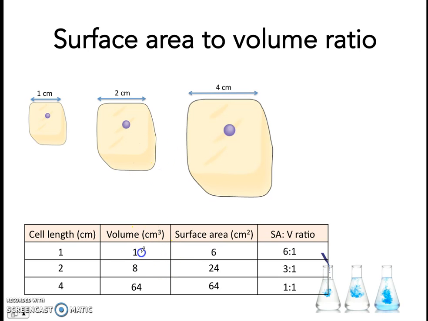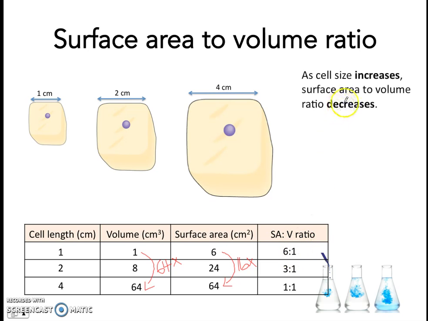Did you notice that the volume increases by 64 times here? Okay, but the surface area only increases by 16 times. So volume increases at a faster rate than surface area as the cell increases in size. And the result is that the surface area to volume ratio decreases as the cell size increases. So you can see that here, for the smaller cell, the surface area to volume ratio is 6, and as it gets very big, the surface area to volume ratio drops.